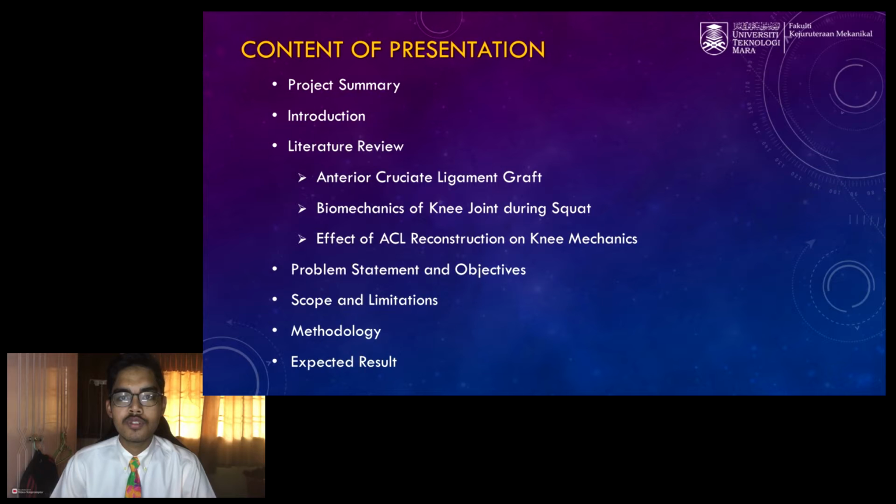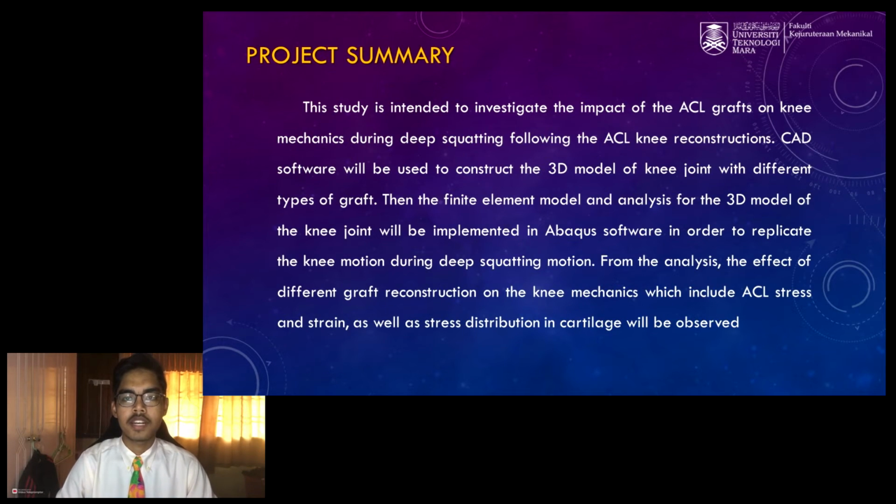Before I go through the presentation, I would like to brief the content. First, we will go to project summary. Next is introduction, then literature review. In literature review, I will explain about ACL graft, biomechanics of knee joint during squat, and effect of ACL reconstruction on knee mechanics. Then, we have problem statement and objective. We also have scope and limitation of this study. Lastly is expected result.